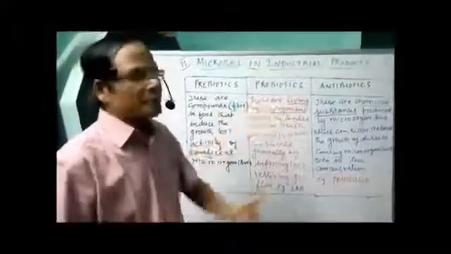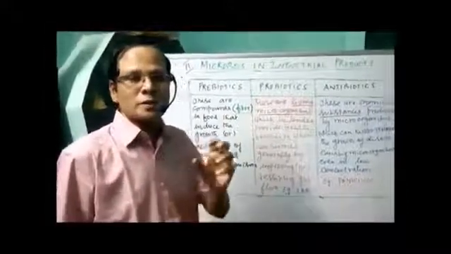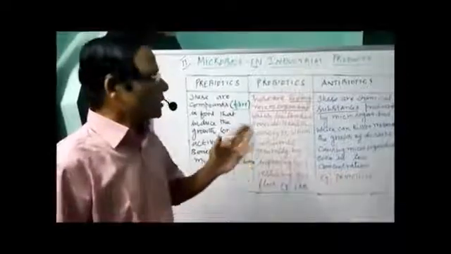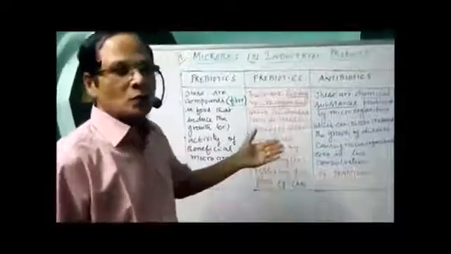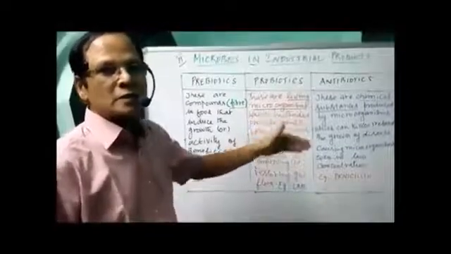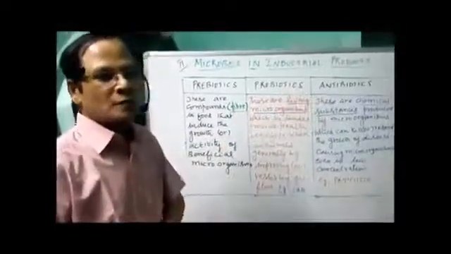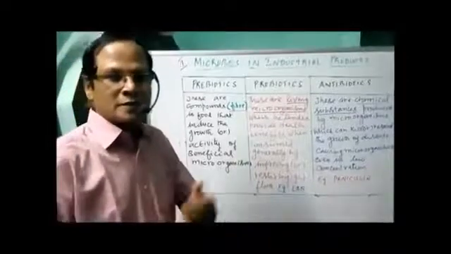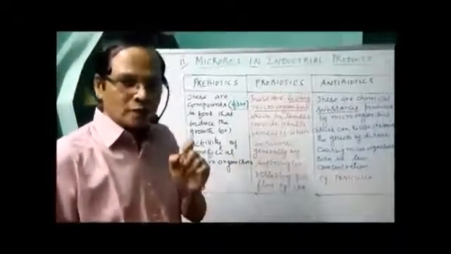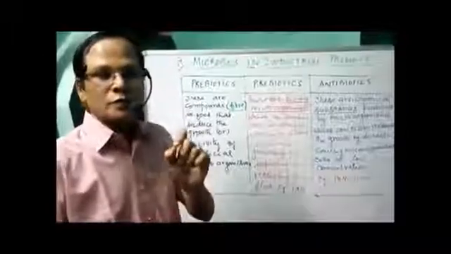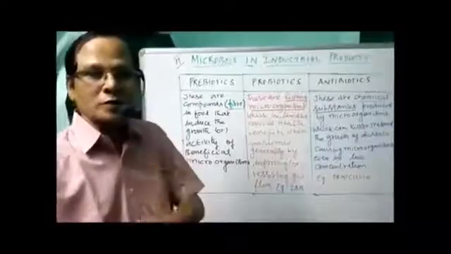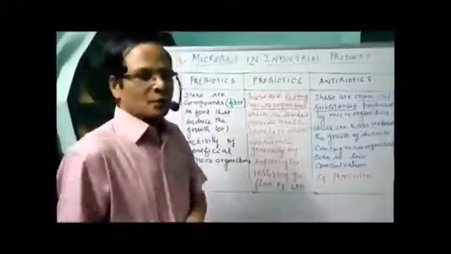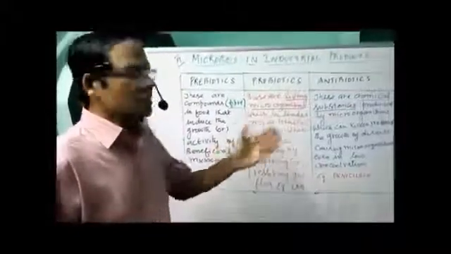So these are all chemical substances produced by some microorganisms which normally kill or inhibit or retard the growth of other disease-causing microorganisms. For example, we have streptomycin. It is an antibiotic which is used to kill the bacterium which causes tuberculosis. Mycobacterium tuberculosis, the bacteria which causes tuberculosis, can be killed by means of streptomycin, the one which is produced by Streptomyces griseus.